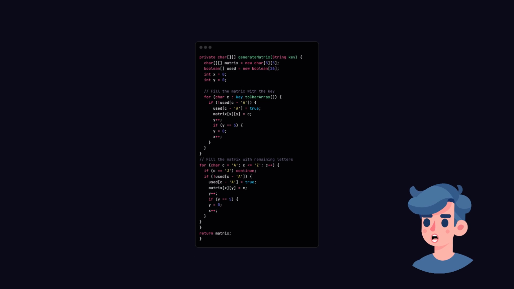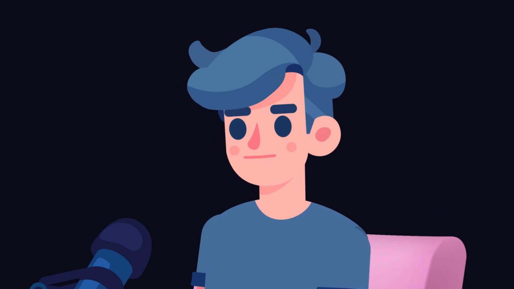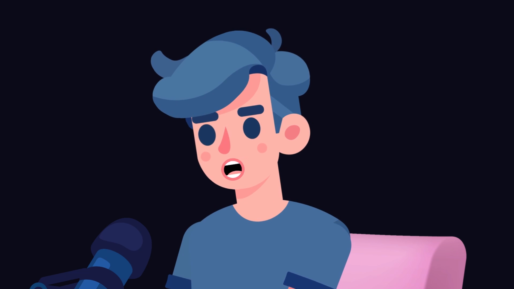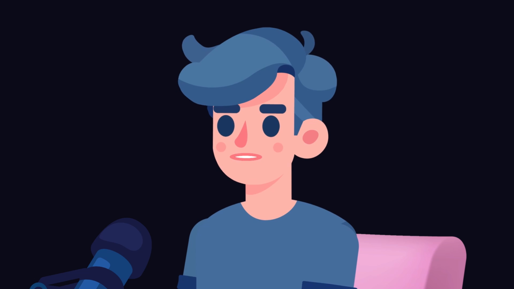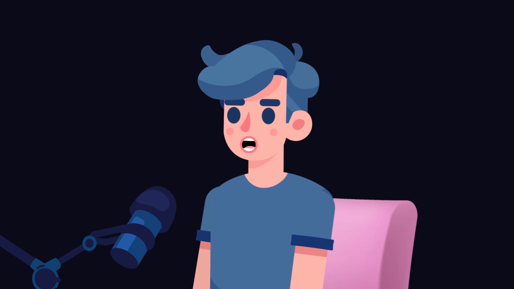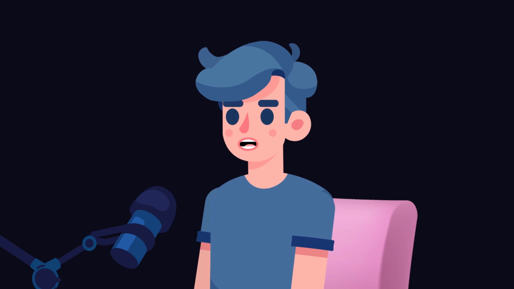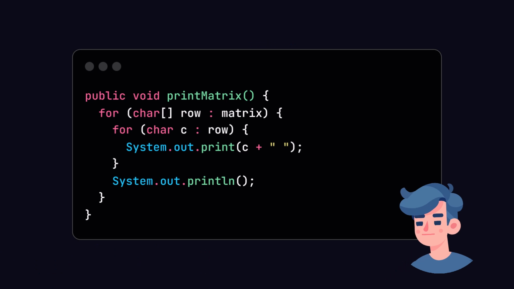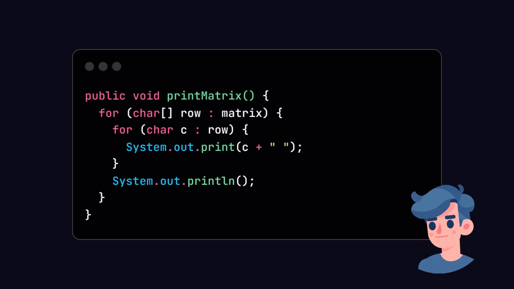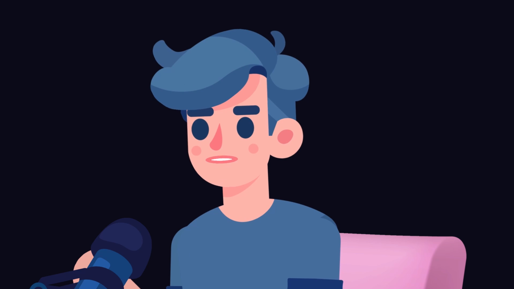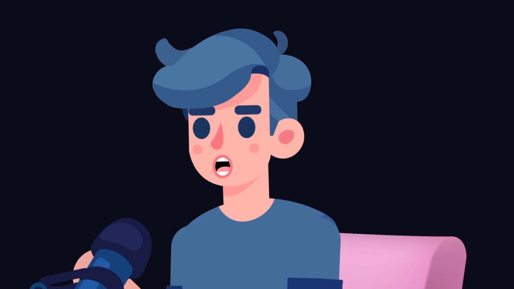Now, let's implement the method to generate the cipher matrix. We'll fill the matrix with characters from our formatted key, followed by the remaining letters of the alphabet. In this method, we create a 5 by 5 character array and a Boolean array to track the used letters. We fill the matrix first with the formatted key characters and then with the remaining unused letters from A to Z. Next, let's implement a method for printing the matrix to verify that it has been set up correctly. This will help us debug any potential issues. Now we can call this method in our main function to display the matrix.